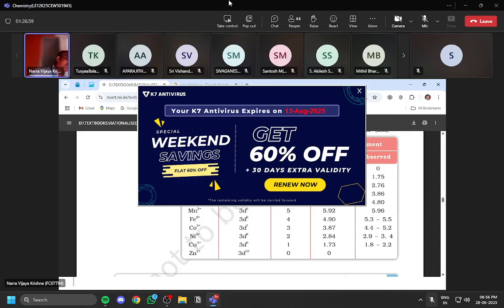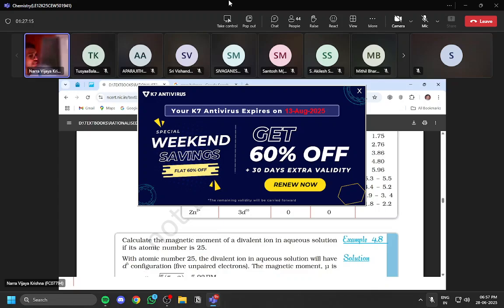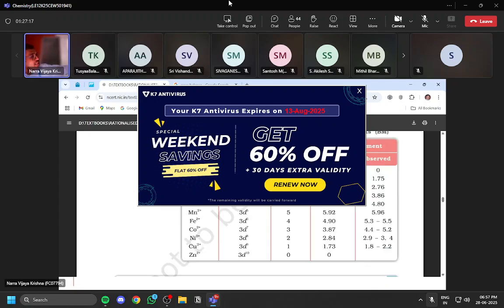That difference is because of orbital magnetic moment, because here we are using the spin-only magnetic moment to calculate. But in the experimental value, we are getting some difference. The difference is because of orbital magnetic moment. Clear? Any questions in this? So the magnetic moment table is over.